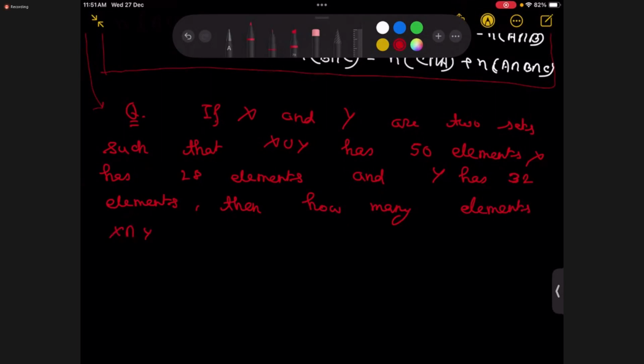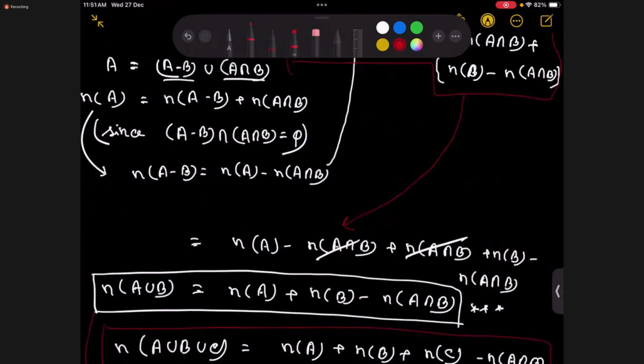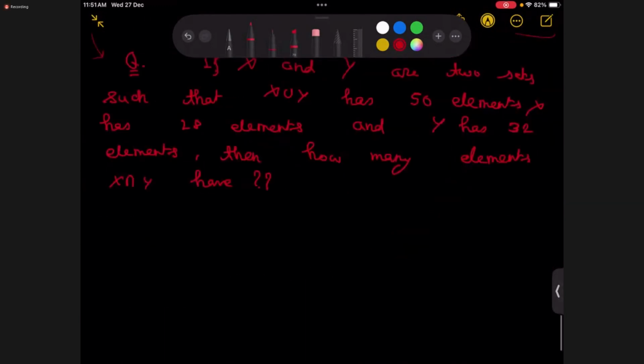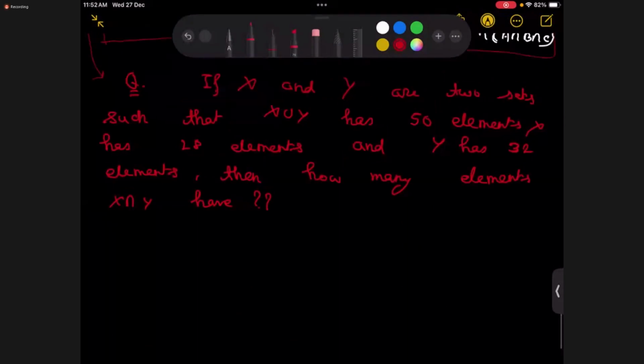Okay, so before proceeding further, we have discussed these things, and we don't need to discuss this again. So what is the question? If X and Y are two sets such that X union Y has 50 elements, X has 28 elements, and Y has 32 elements, then how many elements does X intersection Y have?